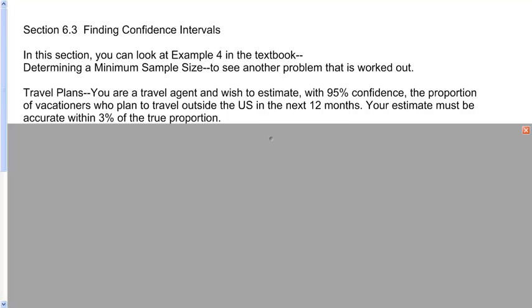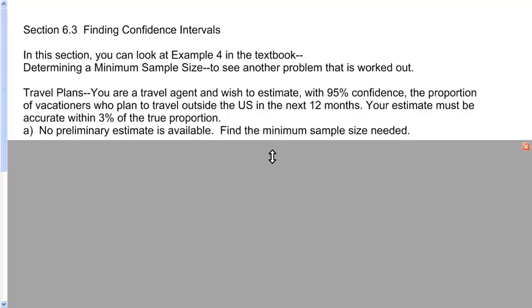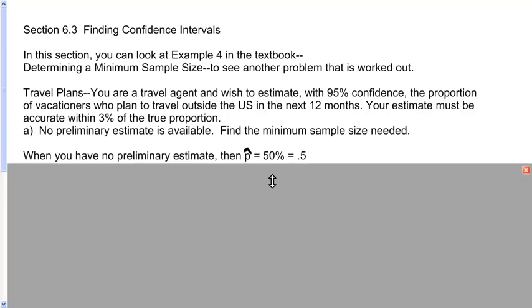but this one says you're a travel agent and wish to establish with 95% confidence the proportion of vacationers who plan to travel outside the U.S. in the next 12 months. Your estimate must be accurate within 3% of the true proportion. The first one we're going to do, we're not going to have a preliminary estimate. So I'm going to show you what you do when you don't have a preliminary estimate.